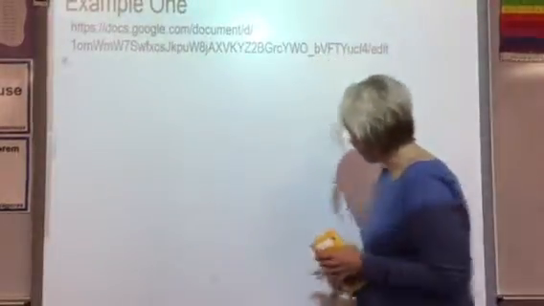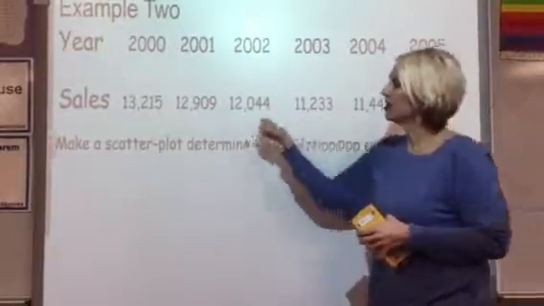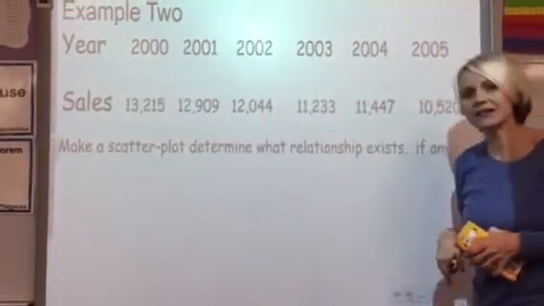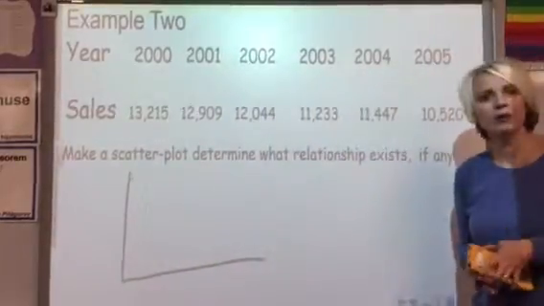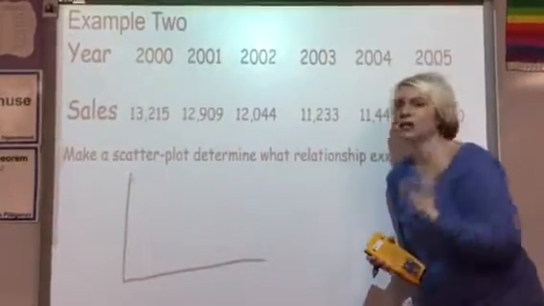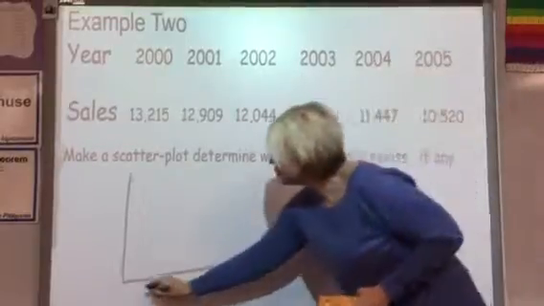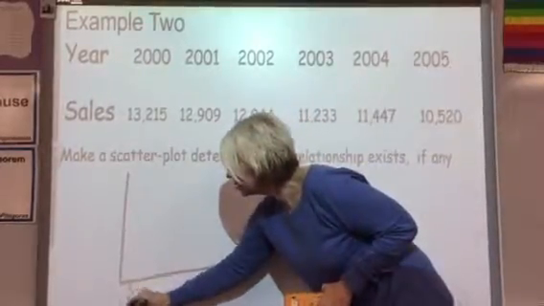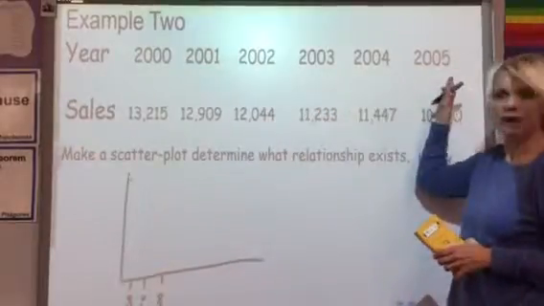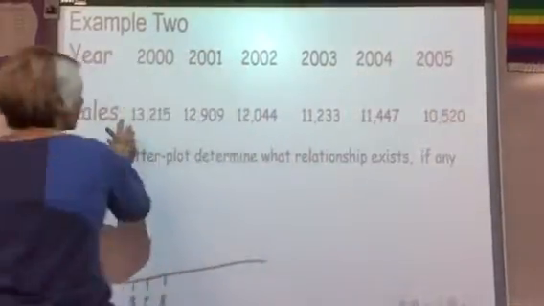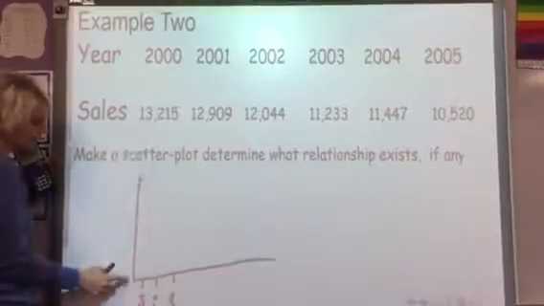The next thing that we're going to look at is when you're given a set of data, can you make a scatter plot of it? So I'm going to go ahead and just do a rough scatter plot here, but you could do a nice one in your notes. So in the year 2000, I'm going to make this 2000 here, and then this would be 01, 02, and so on. And then you have to determine what you want your y-axis to be.